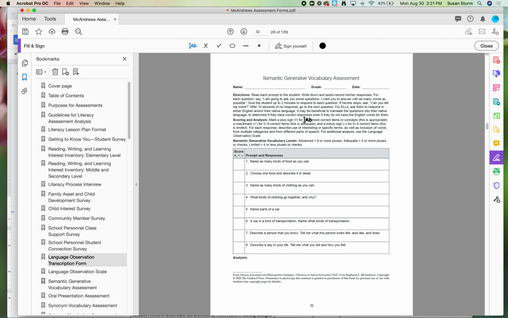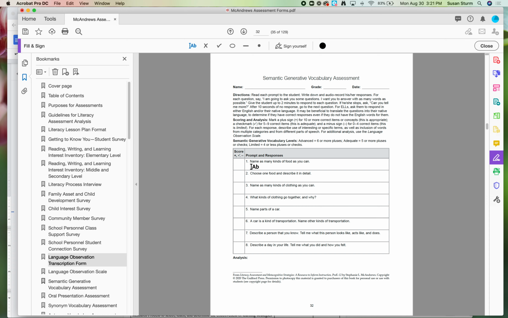So to score this assessment, for every prompt, you're going to mark a plus sign, as it says here, for 10 or more correct items or concepts. And this would be the appropriate level or advanced, as you can see down here, the advanced level. So name as many kinds of foods as you can. So they get 2 minutes and they're going to list off pizza, spaghetti, whatever. They're going to list off foods. Once they get up to 10, they're going to get a plus sign, and that is considered appropriate.